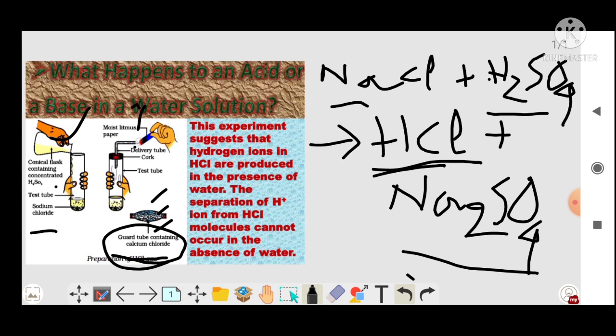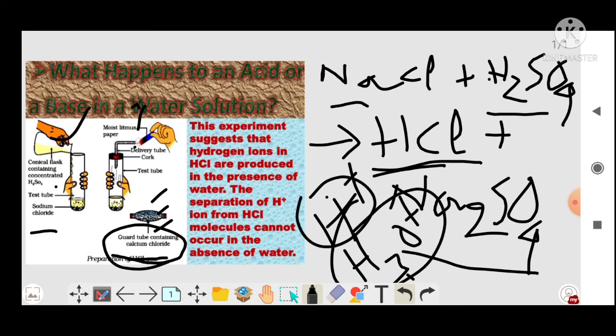अगर आप मॉइस्ट लिटमस पेपर यहाँ पे ले लो. पहले आप ड्राई लिटमस लिया, फिर बाद में आप मॉइस्ट, मतलब वो ड्राई लिटमस नहीं है, मॉइस्ट लिटमस अगर लो तो वहाँ पे क्या है? मॉइस्ट लिटमस में वाटर है. वाटर का कांटेक्ट में अगर HCl आएगा तब वहाँ पे H प्लस आयन एंड H3O प्लस आयन प्रोड्यूस होगा.